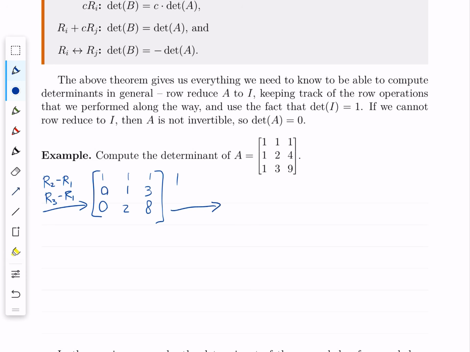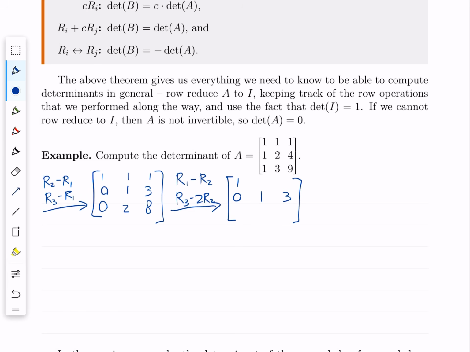All right, so I'm going to do row 1 minus row 2. That'll give me a 0 in the top middle. I'm going to do row 3 minus 2 row 2. That'll get me a 0 in the bottom middle. All right, copying down the second row, because that's not going to change. I don't want to screw it up.